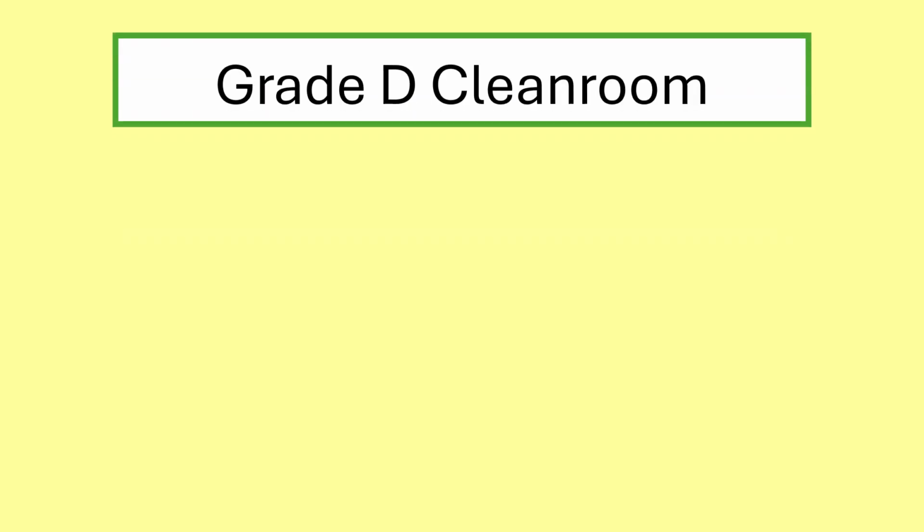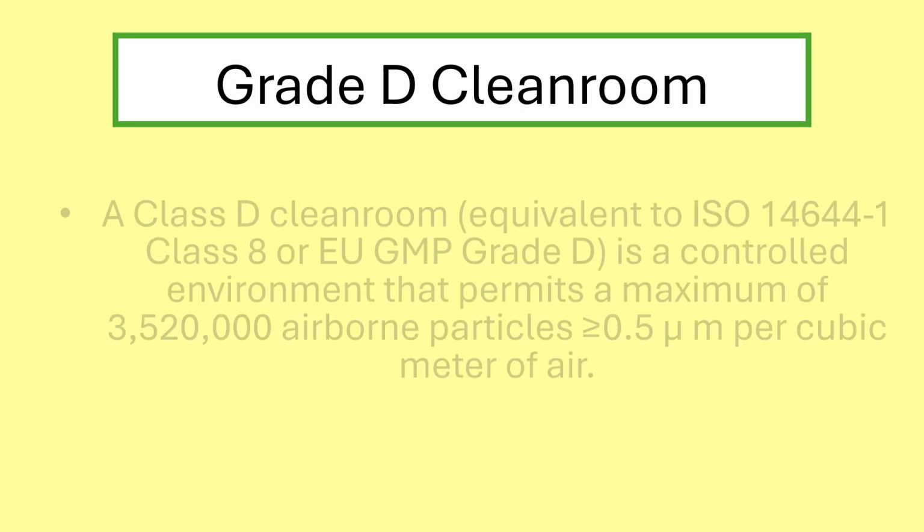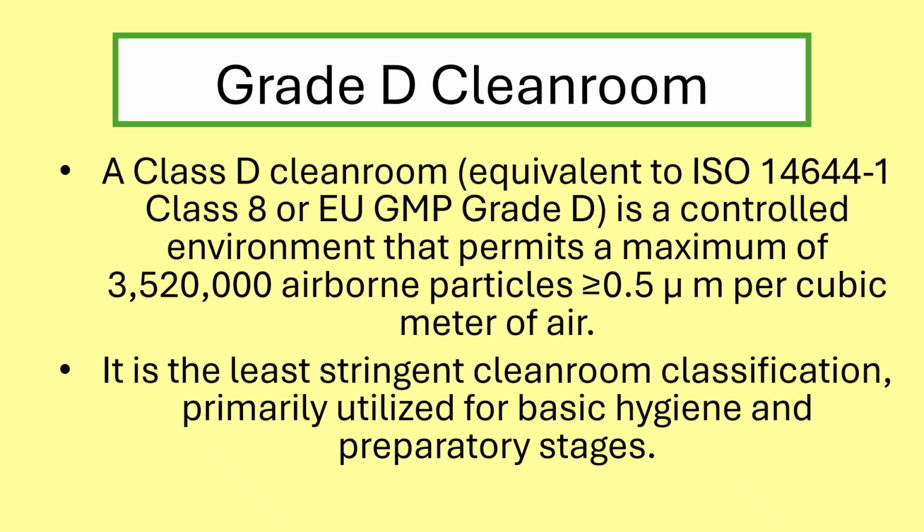Then next we will discuss Grade D cleanroom. A Class D cleanroom equivalent to ISO 14644-1 Class 8 or EU GMP Grade D is a controlled environment that permits a maximum of 3,520,000 airborne particles, which is greater than or equal to 0.5 micrometer per cubic meter of air. It is the least stringent cleanroom classification, primarily utilized for basic hygiene and preparatory stages.